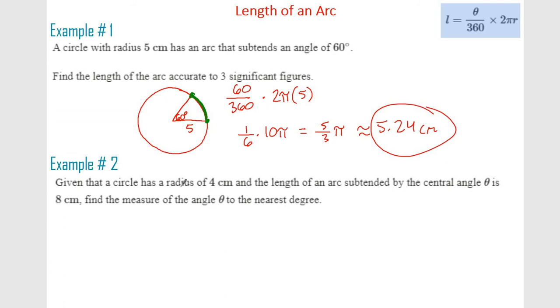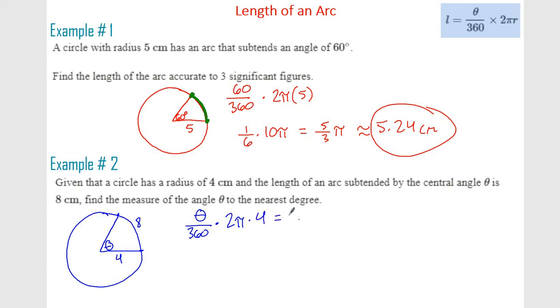Now let's do example 2. Again, I'm a visual person, so I draw my picture, a circle with a radius of 4. We have an arc subtended by some angle, and that arc is 8 centimeters. We don't know the angle, but we know the arc is 8 centimeters, from here to here. So we just use our formula: some angle over 360 times 2 pi r equals 8. Then it's a matter of plugging all that in.